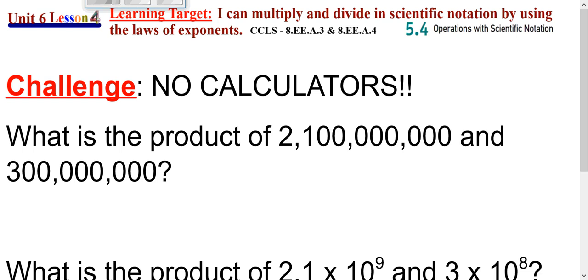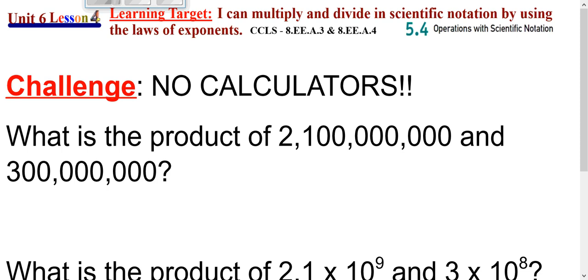All right, so for all of you who want the challenge, no calculators, what's the product of 2,100,000,000 and 300 million? Good luck. Product means multiply, if you didn't remember. Product is the answer to a multiplication problem. Hey, that's annoying. Maybe some of you are pausing and doing it now, but I highly doubt it.